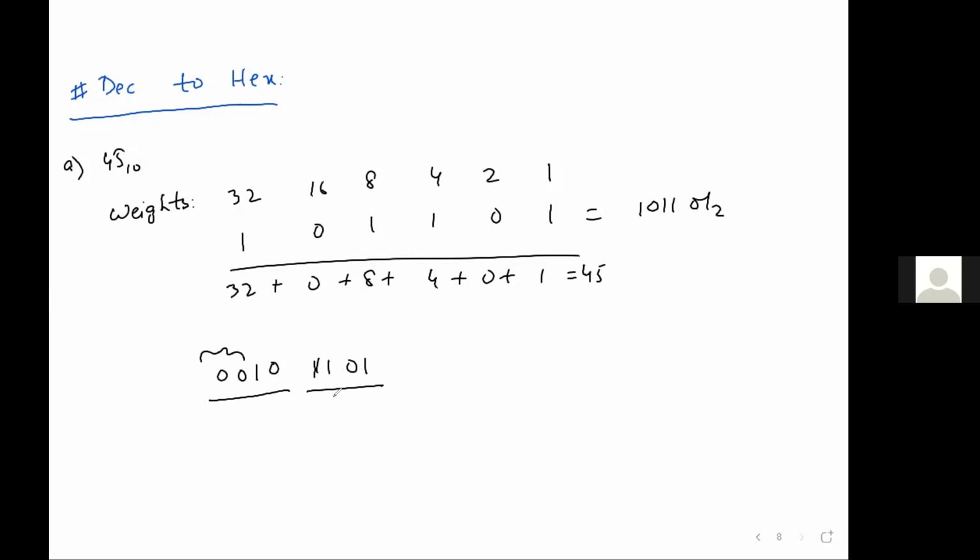It's a D. Exactly, D. And what is 0 0 1 0? 2. So finally, 45 base 10, if you convert to hex, your answer will be 2D in hex. Okay, so any confusion? No, sir. So can you do all these things? Yes, sir. All right.